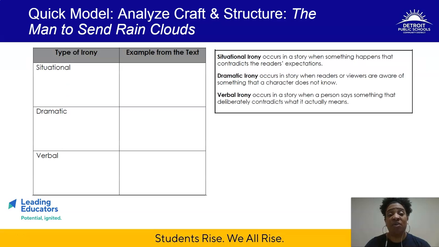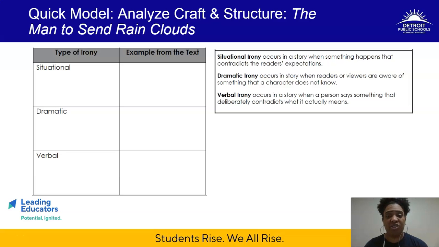Then you're going to move on to the write section today that has you diving more deeply into the 3 types of irony. So let's review more specifically now. So situational irony occurs in a story when something happens that contradicts the reader's expectations. So it's surprising. So the reader thinks one thing is going to happen, and then something completely opposite that contradicts your thought or expectation happens, right?